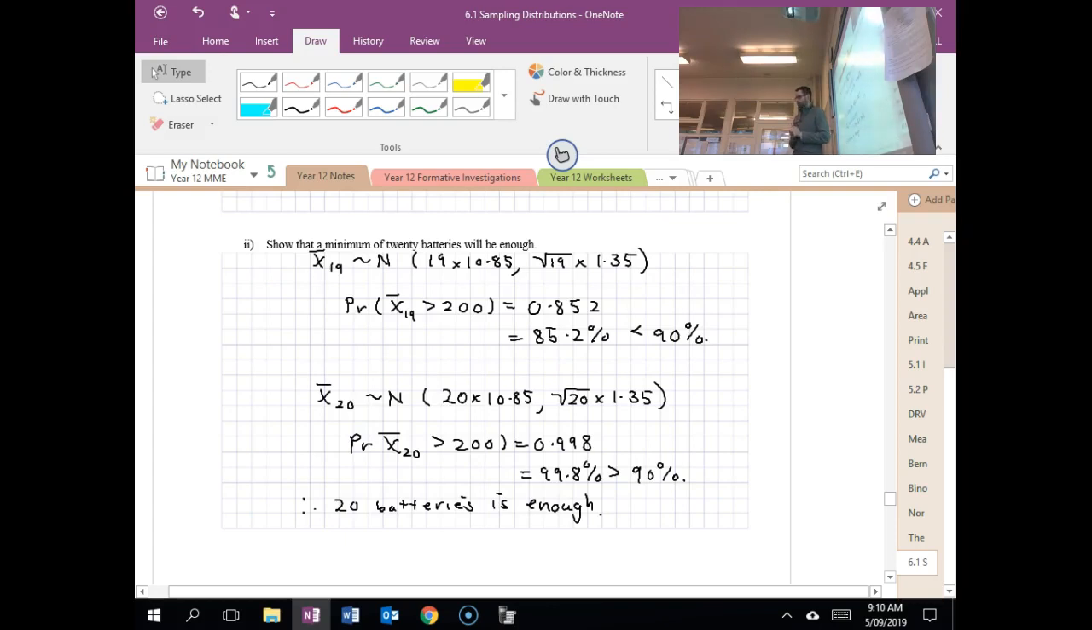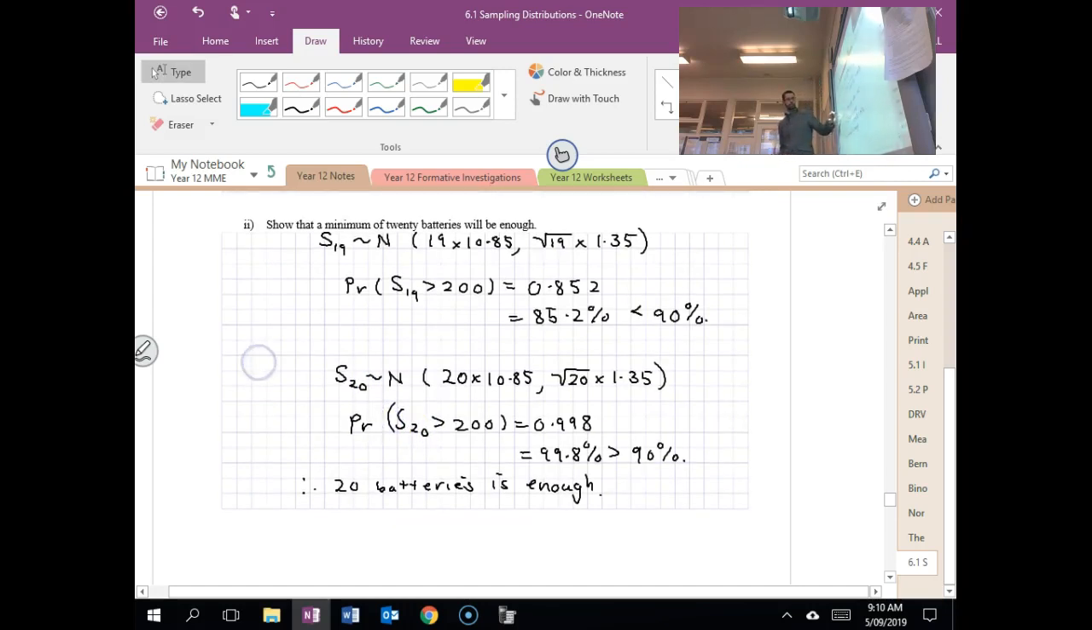Well, I was working with the sum, wasn't I? Yes, so I've just got the wrong notation there. Here, this mean and this standard deviation are both for the distribution of sums. So I was just using the wrong notation. So that's S19, S19, S20, and S20. So it's not means, it's sums. Thanks for pointing that out. Okay, all right.